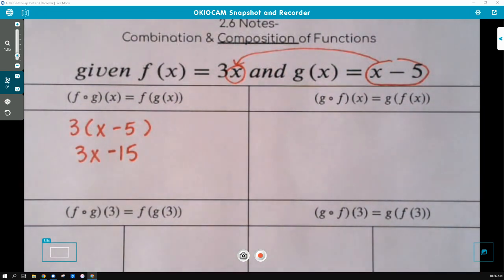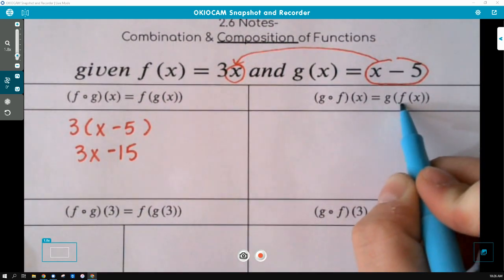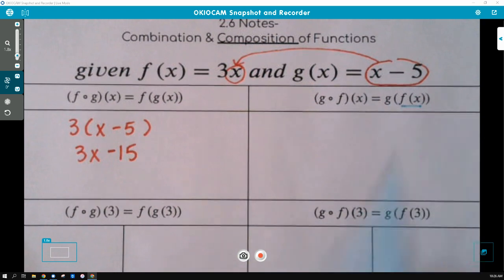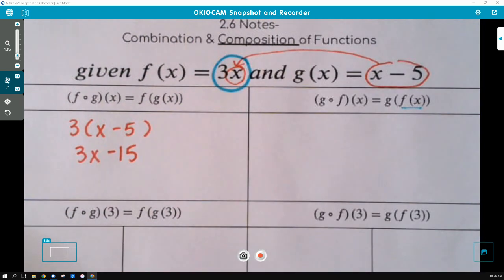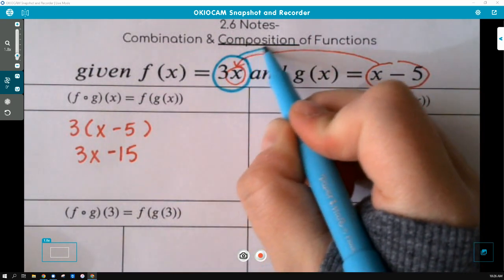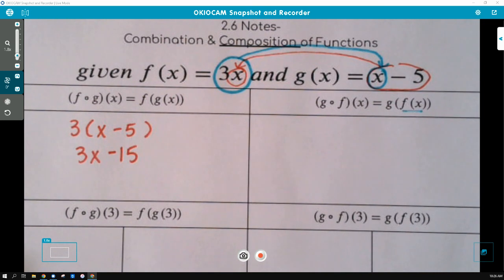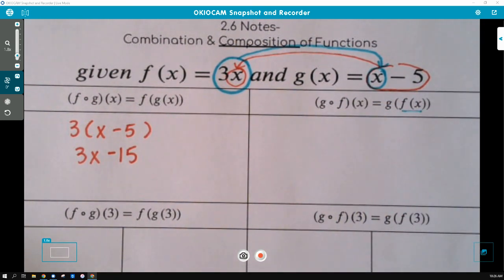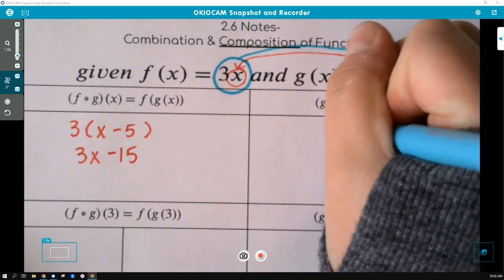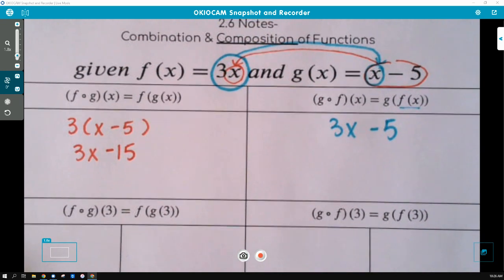Okay. So the other way, g of f of x, we're plugging f of x into g of x. So what that's going to look like is we're going to take our 3x, our entire 3x, we're going to plug that in for the x in g of x. So we'll write our g of x function, but where the x is, we would plug in 3x. So this one would be 3x minus 5, because all we're doing is replacing the x with a 3x.